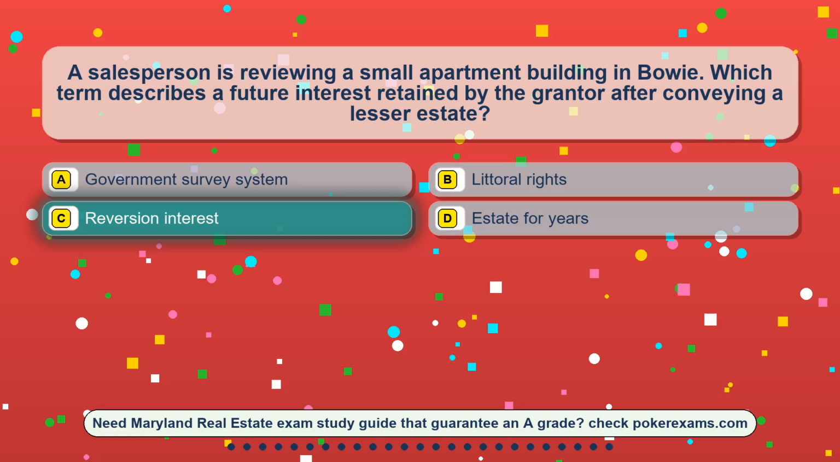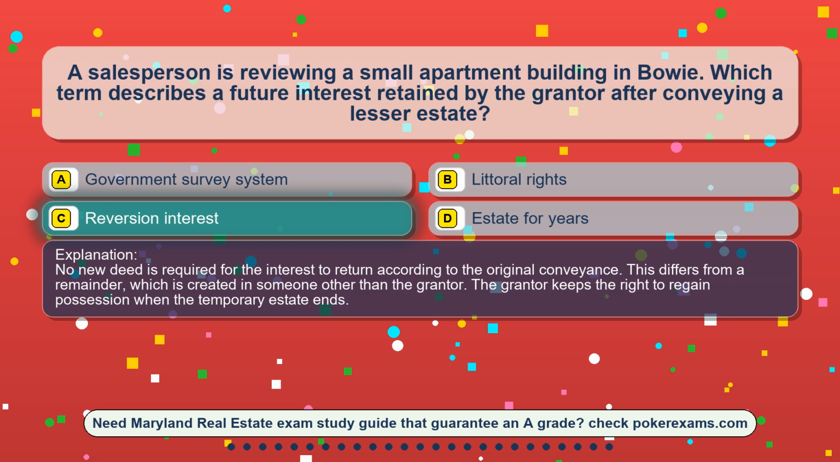The correct answer is option C, reversion interest. No new deed is required for the interest to return according to the original conveyance. This differs from a remainder, which is created in someone other than the grantor. The grantor keeps the right to regain possession when the temporary estate ends.